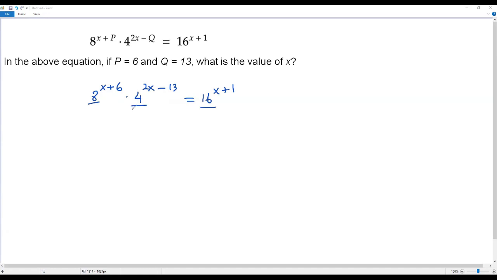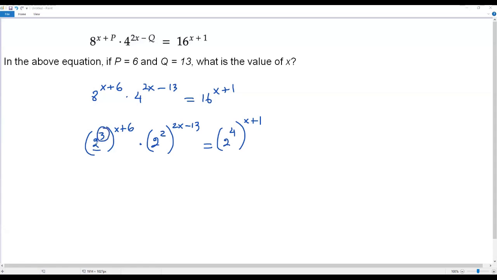All these three bases are powers of 2, because 8 can be written as 2 cubed, 4 can be written as 2 squared, and the 16 on the right side can be written as 2 to the 4th power. First let me write 8 as a power of 2, that is 2 to the 3rd power, whole to the power of x positive 6, times the base 4 written as 2 squared, whole to the power of 2x negative 13. On the right side, the base 16 can be written as 2 to the 4th power, whole to the power of x positive 1.